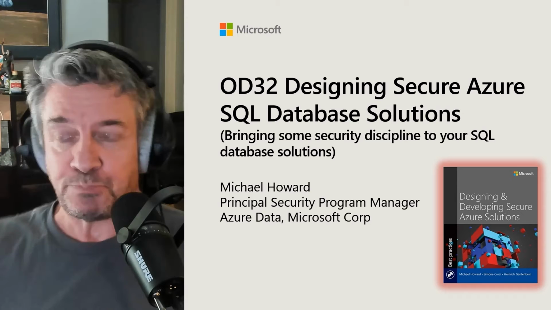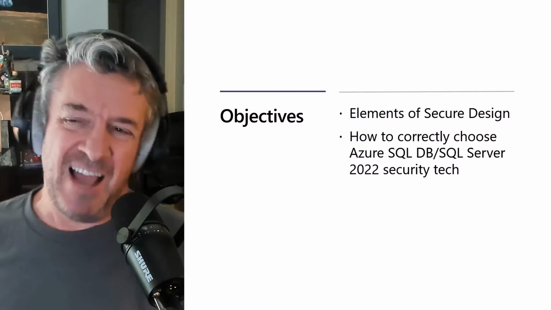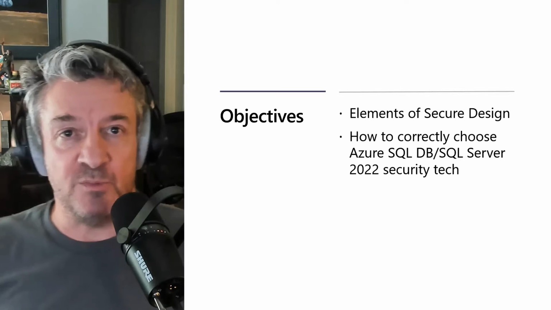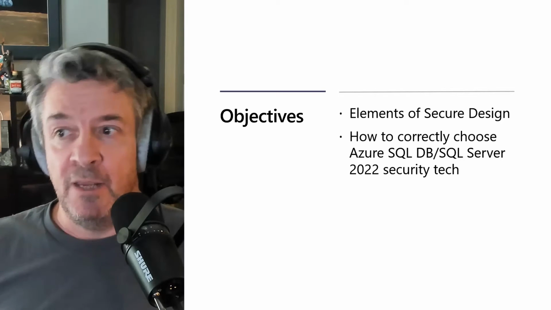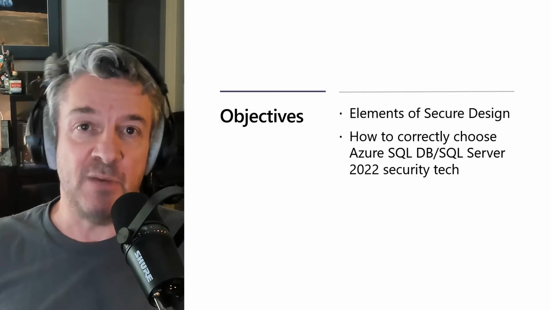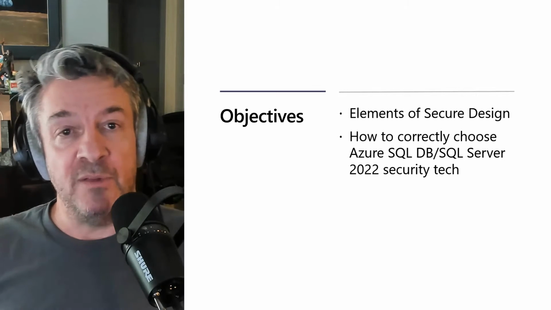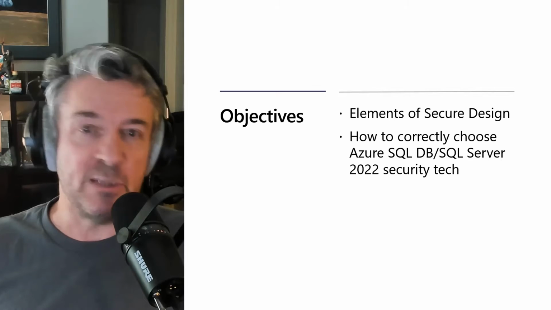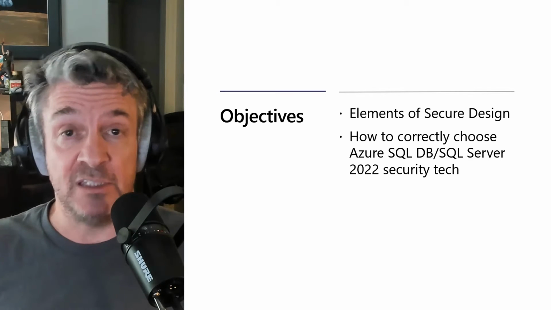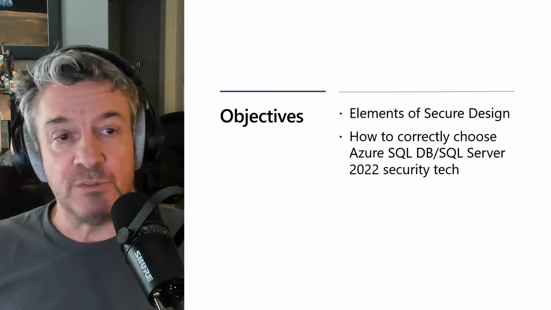So the main objectives of this, I was going to put an agenda here, but it's not really an agenda. It's really just a bunch of objectives that I want to achieve. The first one is some basic elements of secure design. What does it mean when you're thinking about designing a secure system? And secondly is how to correctly choose some of those mitigations and technologies that we have in Azure SQL Database to help build more secure solutions.